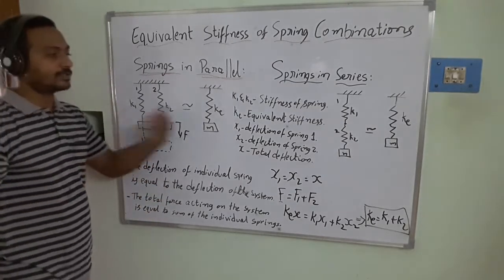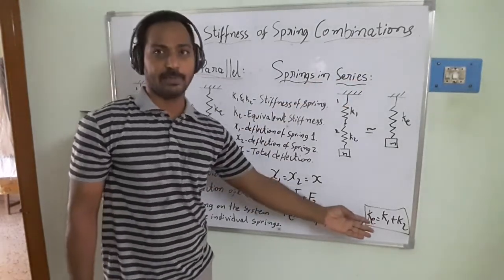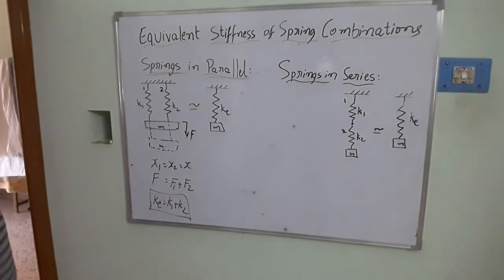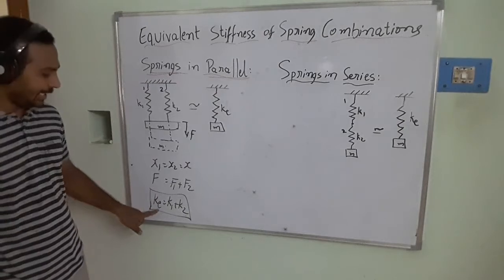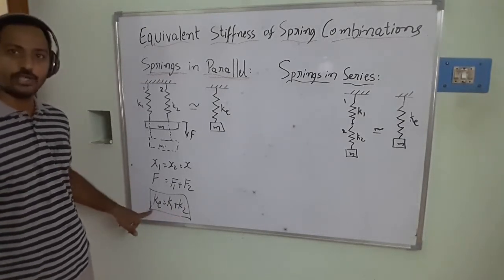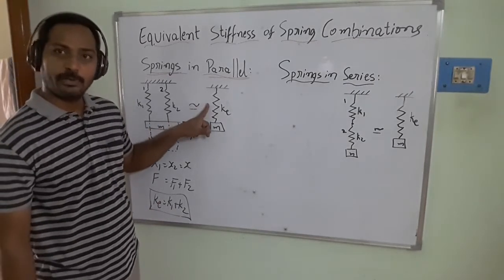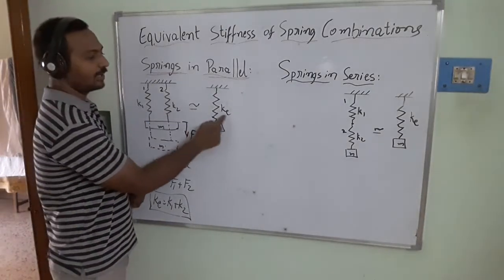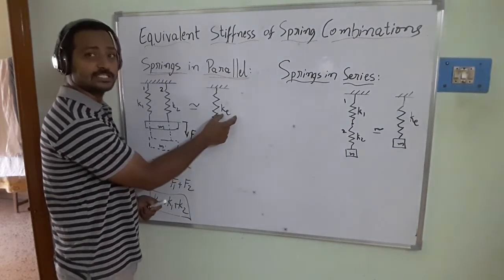Right? So next, if you go for the springs in series, then what is the equivalent stiffness we are going to be calculating? For the springs in parallel, we derived the equation Ke is equal to K1 plus K2, that is, the sum of the individual spring stiffness constants is equal to the equivalent spring constant. In this case, the spring is converted into a single spring and the mass is attached. That means the total K1 and K2 we converted into a single spring, and this is going to be the equivalent spring constant.